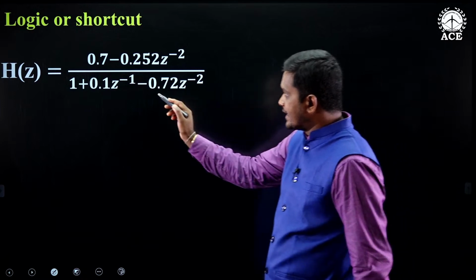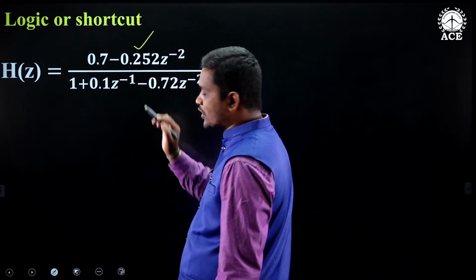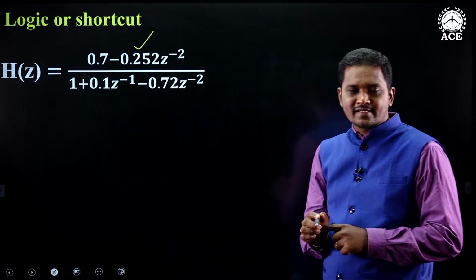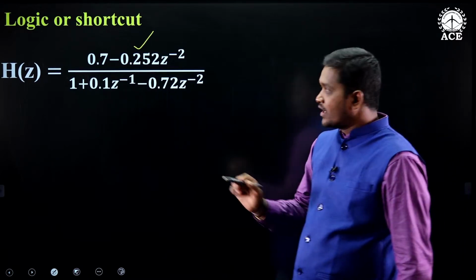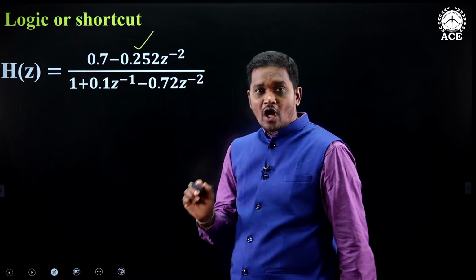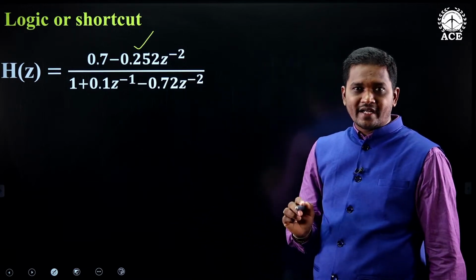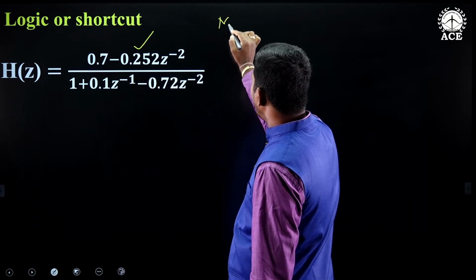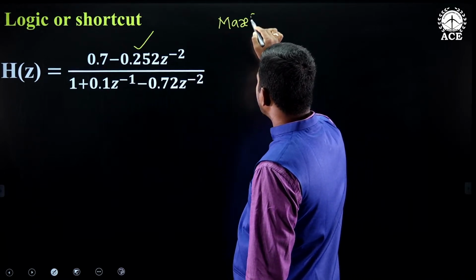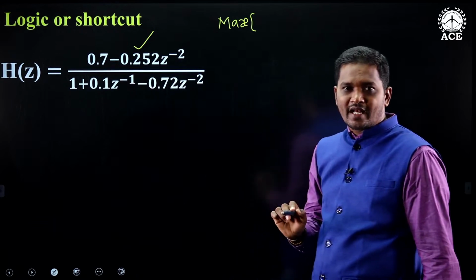Okay, this is the transfer function given in the question. How to realize this? By using the shortcut in the direct form 2 method. Very simple. First of all, you have to decide how many delay elements are required. How many delay elements are required? Tell me. Max of the maximum delay in input, comma, maximum delay in output.